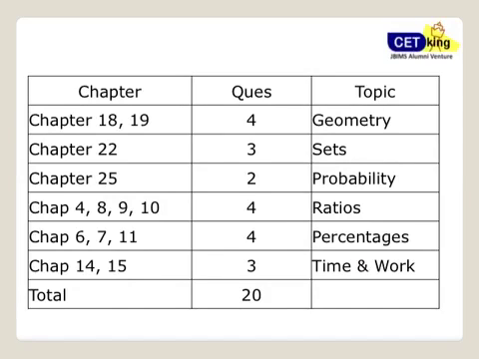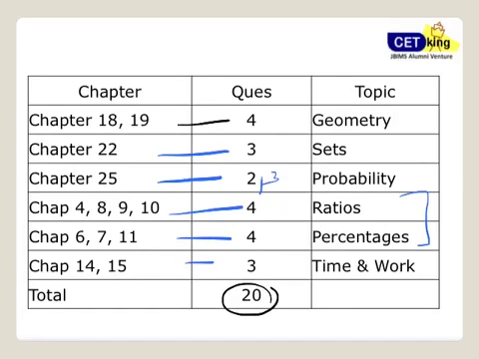Now important topics. If you still have a few days remaining for your CMAT exam, these are the main topics. These are 6 topics which will give you 20 questions right. One is geometry, which is chapter 18 and 19 from the book. Then chapter 22, set theory. There were 3 questions with one of the students. Probability, 2 to 3 questions, again with one of the students getting 3 questions. Ratios, percentages, basically your arithmetic, and time and work, 3 questions. So if you don't have enough time left, or if you have time in your hand, you can do these 6 topics.